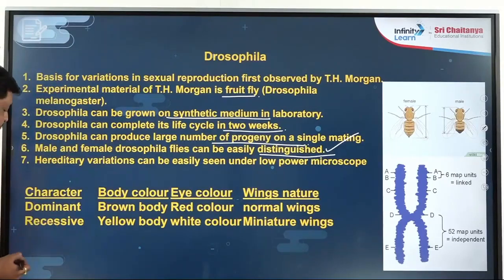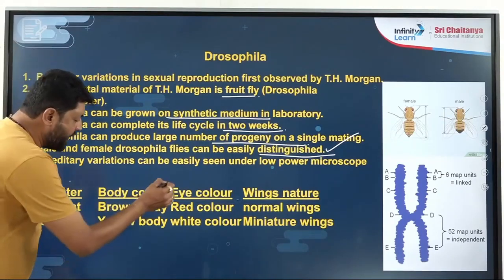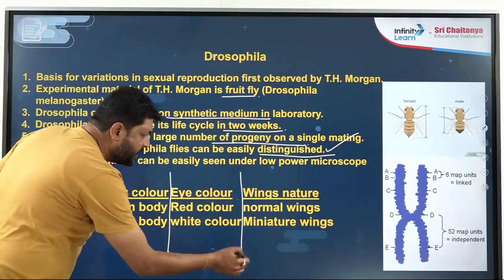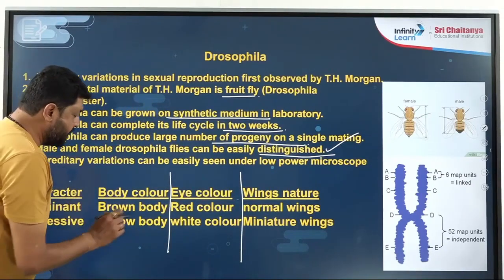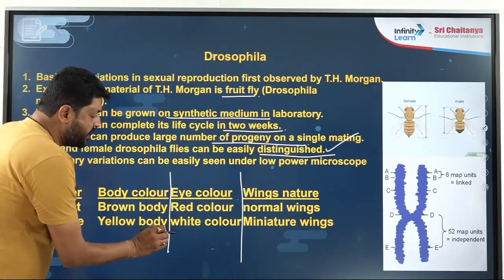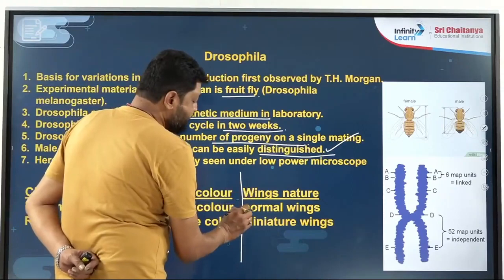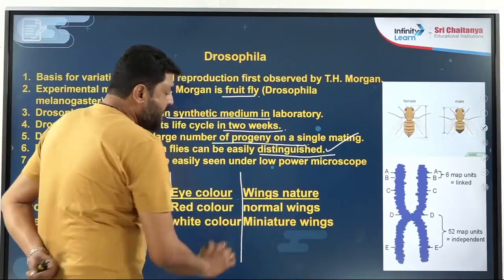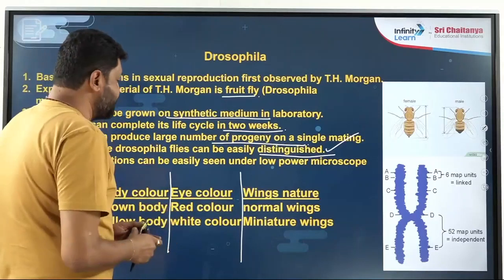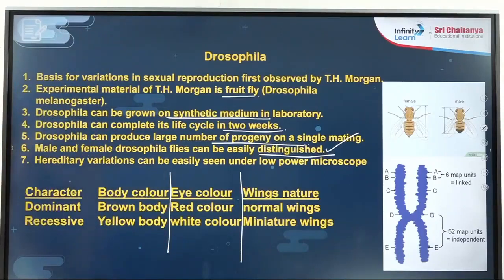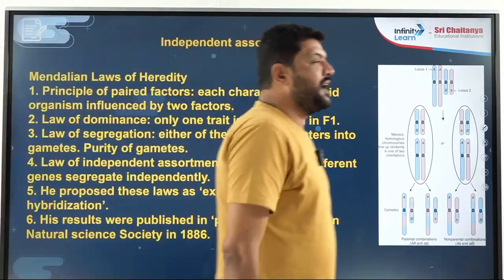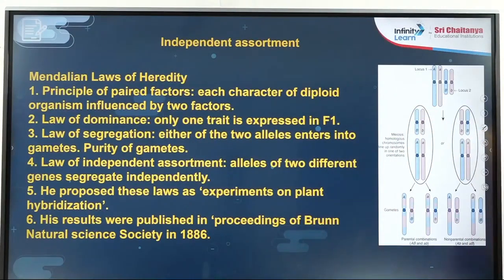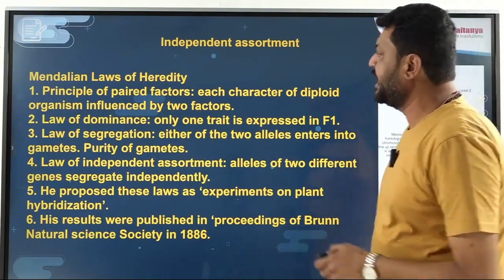And what are the characters taken? Characters, dominant and recessive. You have to understand 3 characters: body color, eye color, wing nature. For body color, dominant is brown, recessive is yellow. For eye color, dominant is red, recessive is white. For wing nature, normal wings is dominant, and miniature means the wing size is highly reduced. Clear? These are the features of Drosophila. Now you have seen the experimental materials of Gregor John Mendel and T.H. Morgan. Now you are going to see what independent assortment is.